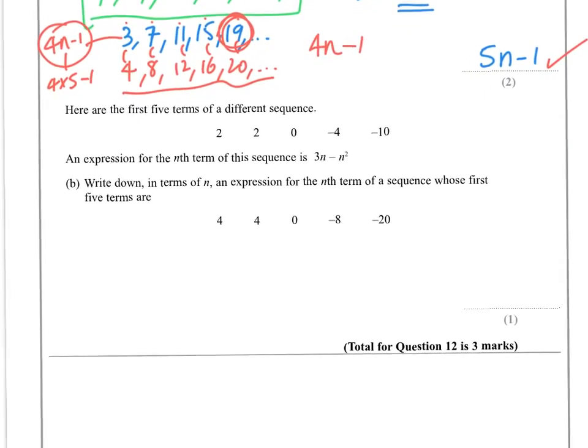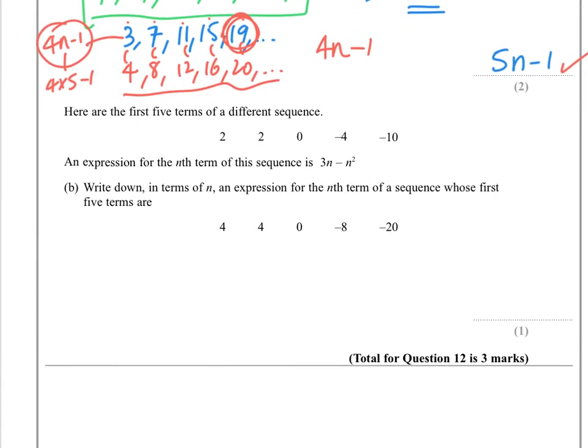Here are the first 5 terms of a different sequence. An expression for the nth term of this sequence is given by 3n minus n squared. Well, first of all, let's just check that out. So if n is 1, we'd have 3 times 1 minus 1 times 1, which is 3 minus 1, which is 2.